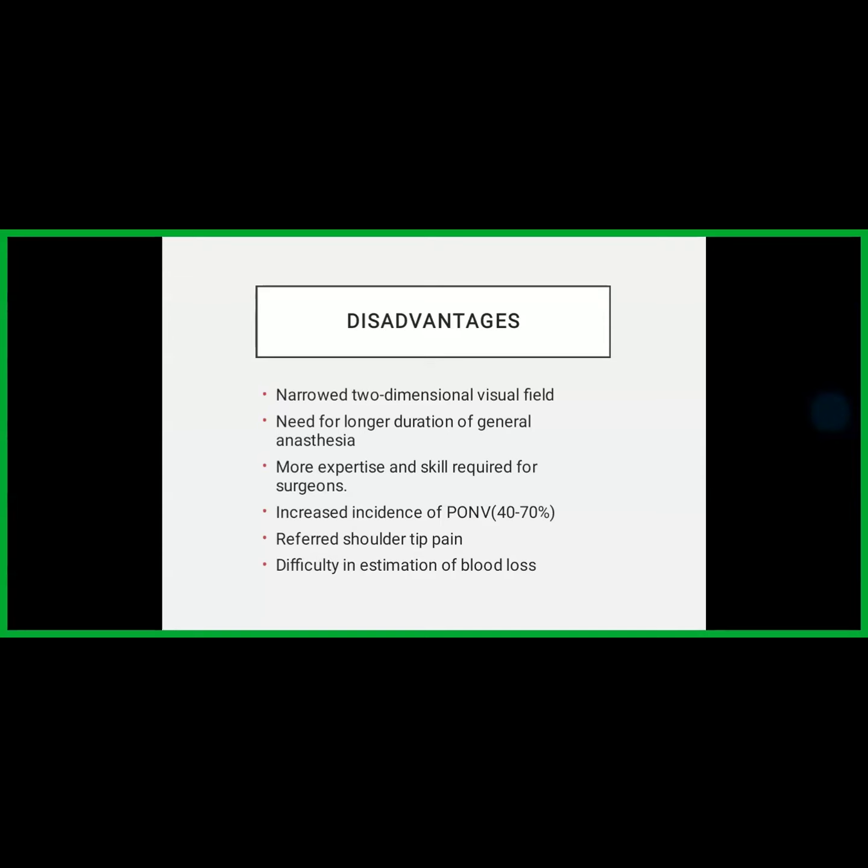That's even been shown that about 40 to 70% there's increase in post-operative nausea and vomiting with laparoscopic surgery compared to other surgeries. Another disadvantage is the fact that we have referred shoulder tip pain, which stems basically from the fact that nerve irritation, diaphragmatic irritation will bring about this from the gas, carbon dioxide, that is being used. Then another drawback for this laparoscopic surgery is that there's difficulty in estimation of blood loss in this patient, as you cannot clearly see what is happening.